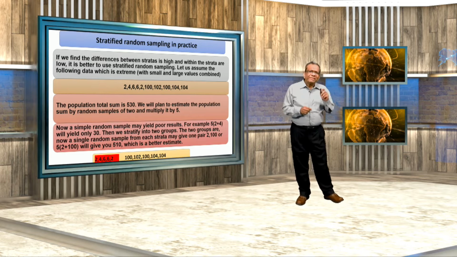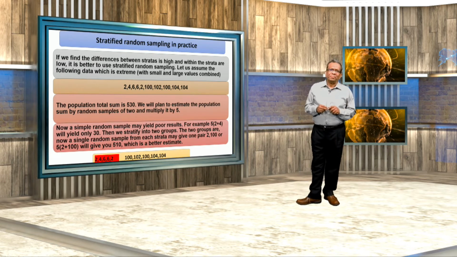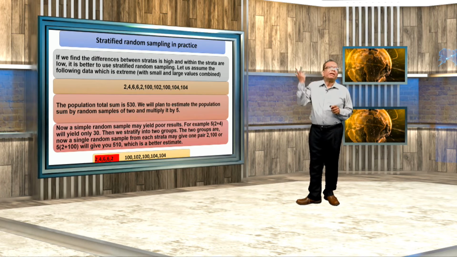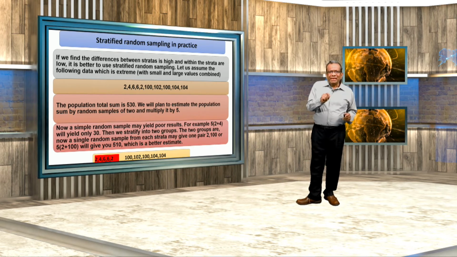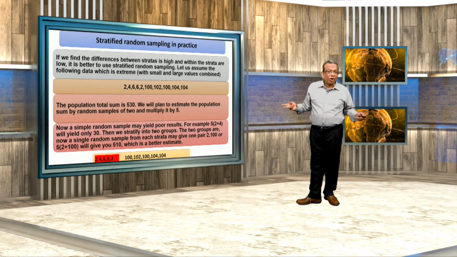We will plan to estimate the population sum by random samples: 2 samples we pick up and multiply by 5. This is just a thought. Now, a simple random sample may yield poor results. For example, we select 2 samples and they happen to be 2 and 4, and I add 2 and 4 and multiply by 5, which will yield only 30.